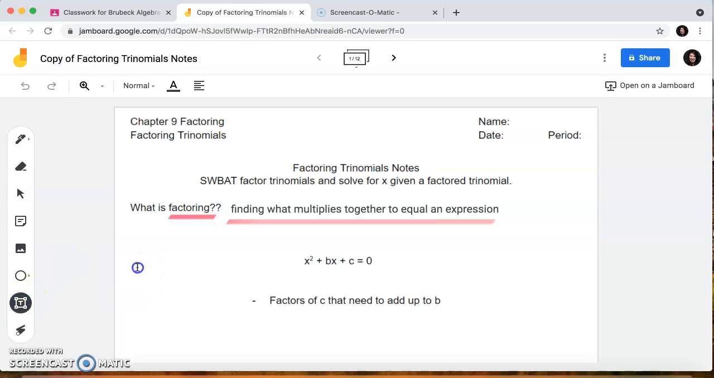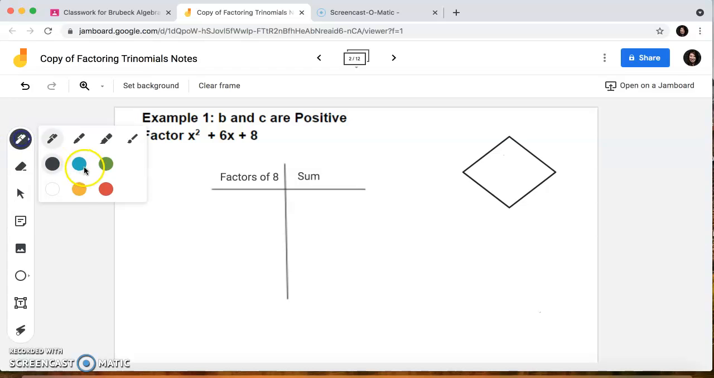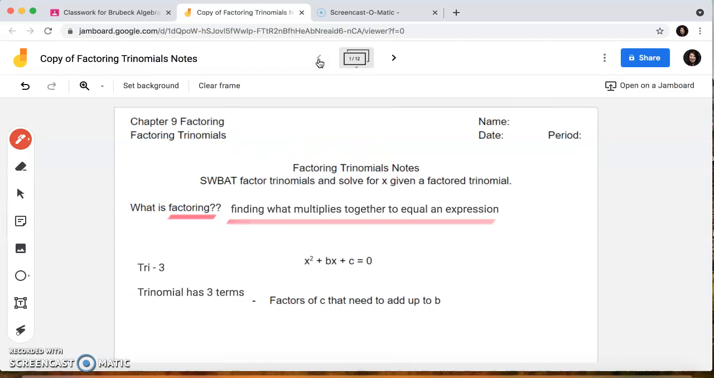Okay. Tri means three. Trinomial has three terms. So if we look at an example on the next page, like this one up here, it has three terms. The x squared is a term. The 6x is a term. And the 8 is a term. It has three terms. So we'll be factoring things like that in today's notes.